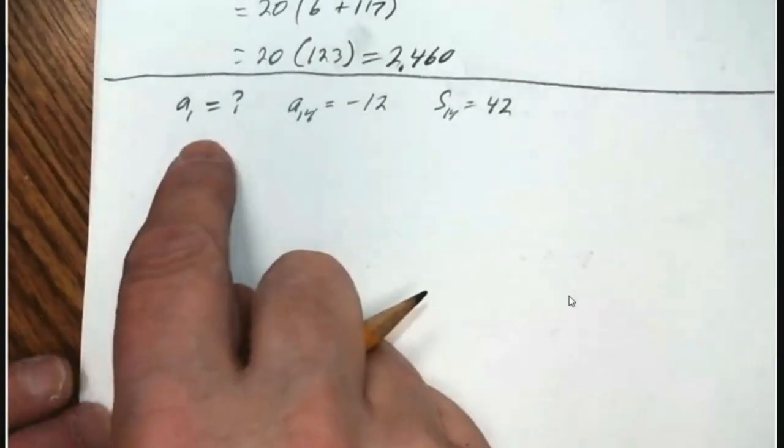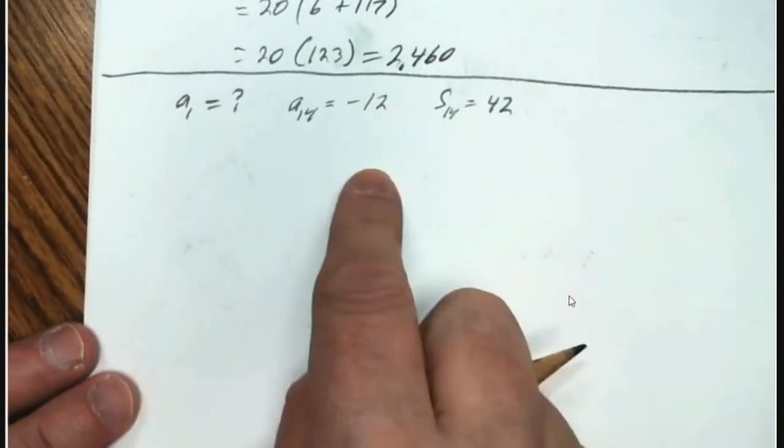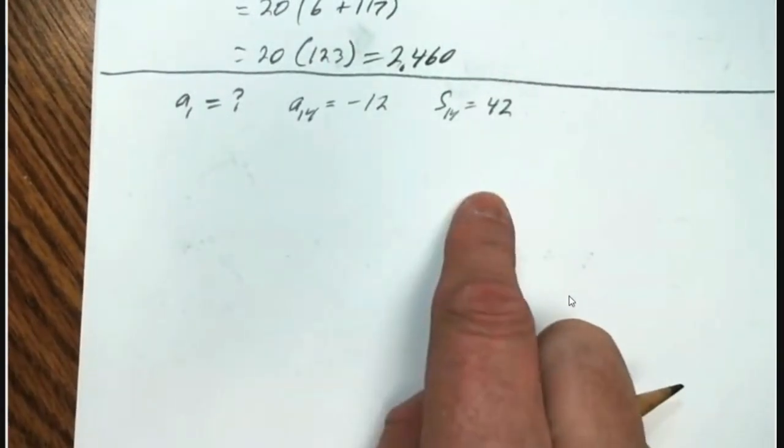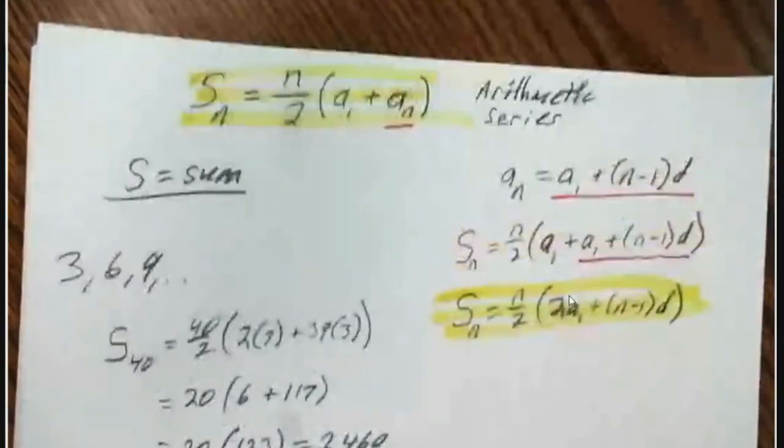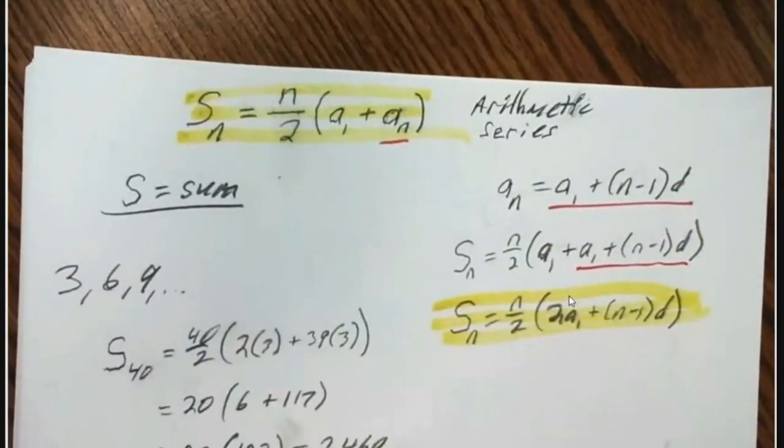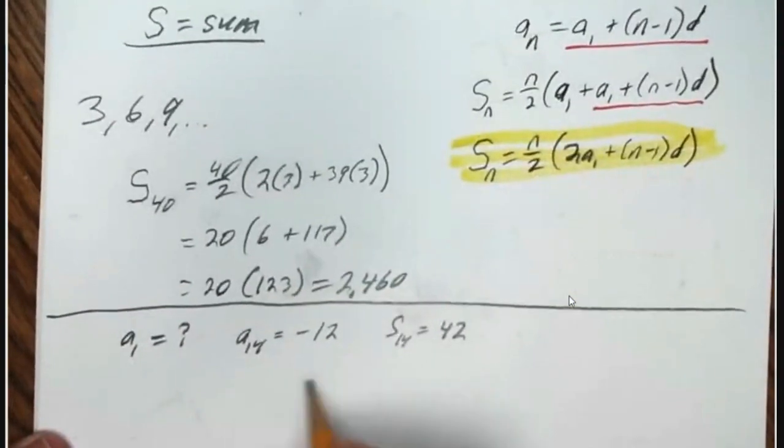We got to find a sub 1. We don't know a sub 1. We do know a sub 14. We do know the sum. So if we go to this first formula, okay, so we can say 42.